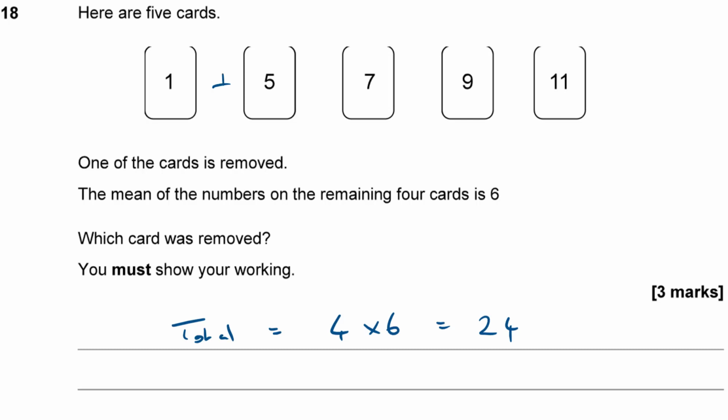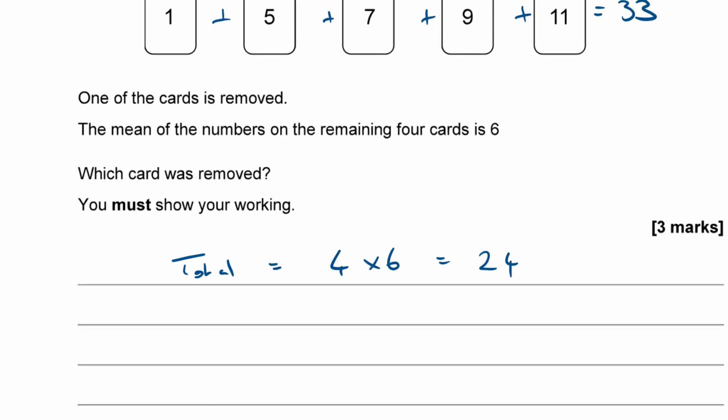Now currently those cards add up to, what do they add up to? 1 plus 5 is 6, plus 7 is 13, plus 9 is 22, plus 11 is 33. They add up to 33. So if I want to reduce them from 33 to 24, I need to subtract 9. Okay, so 33 subtract 24 is 9. So I need to remove the 9 card. The 9 was removed.